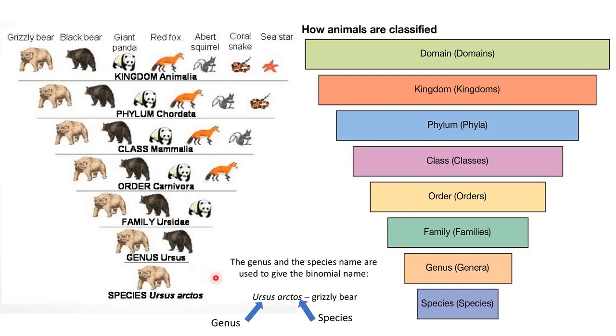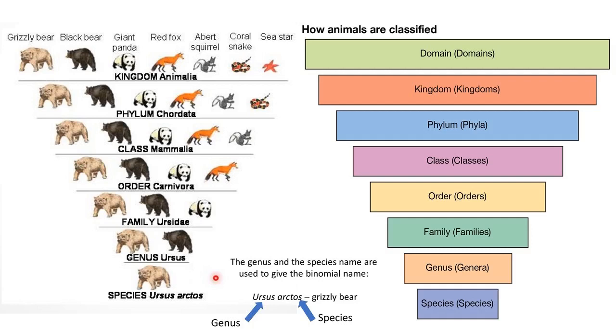Okay, so in this diagram here we can see some of the other levels of classification. So at the top you've got kingdoms, and that is the animal kingdom. There are some examples of all different types of animal. You've got pandas, bears, Albert squirrel. I think that's a type of squirrel called the Albert squirrel, not Albert the squirrel. Well, that would be a good name for a squirrel.